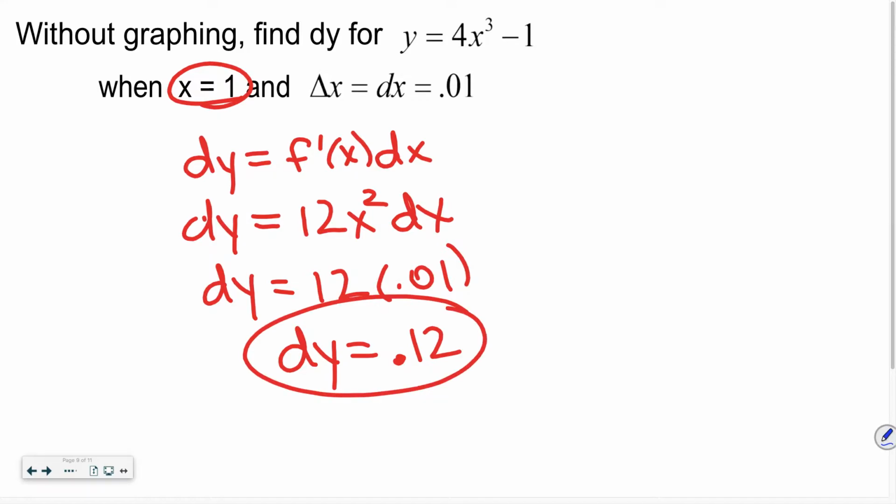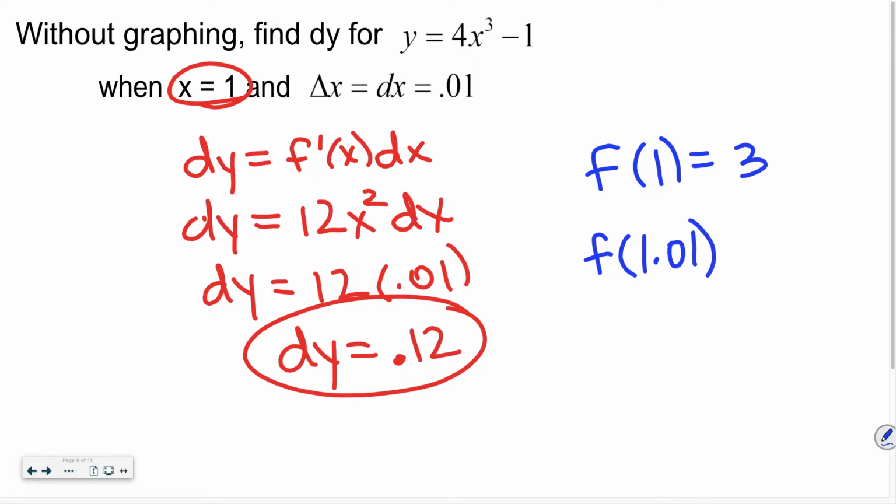Okay. What does that mean? That means, well, if f of 1 is 3, then f of 1.01, because I added my change in x, is approximately 3.12. Okay. Last example, you ready?